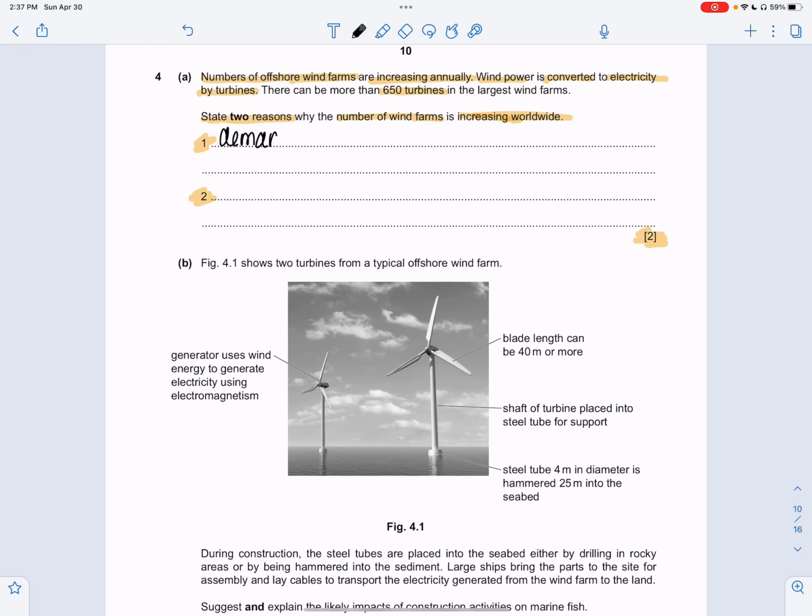So you could have the demand for energy is increasing. Again, something we're not going to write on Monday. It's renewable, or it's a sustainable energy source, or it doesn't use fossil fuels. Renewable or sustainable.